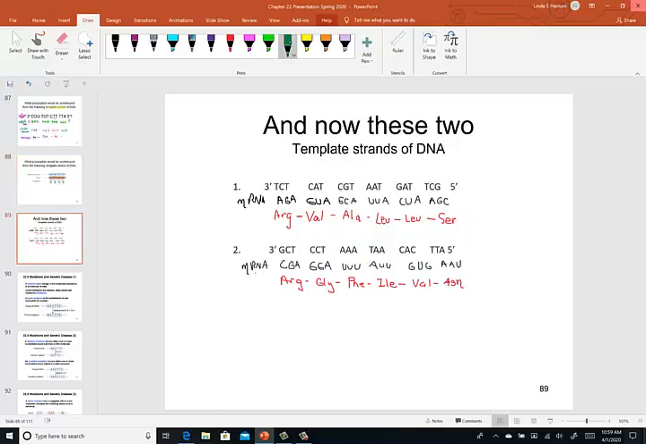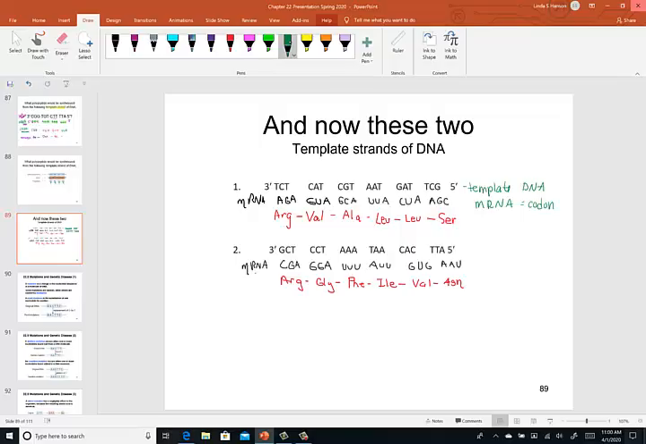Welcome back. Let's see how you did. These are the template strands of the DNA. Notice that the 3' to the 5' is the template strand of the DNA. The messenger RNA is built from the template strand of the DNA, and that's going to contain the codon. And then we read the codon to get the individual amino acid sequence.